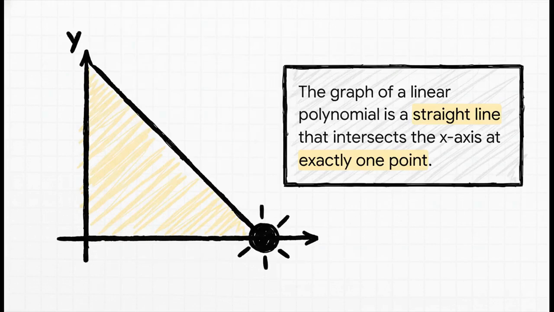Let's start super simple. A linear polynomial. It has a degree of 1, right? So its graph is just a straight line. And look, it crosses that main horizontal line, the x-axis, in exactly one spot. That's it. That's its one and only 0.